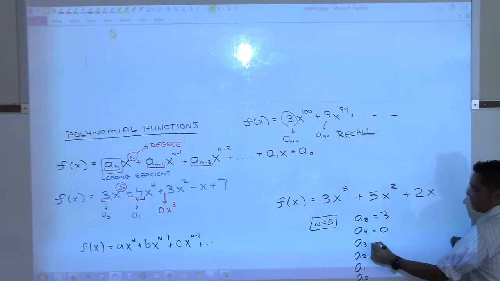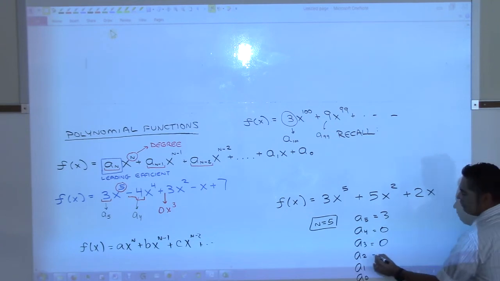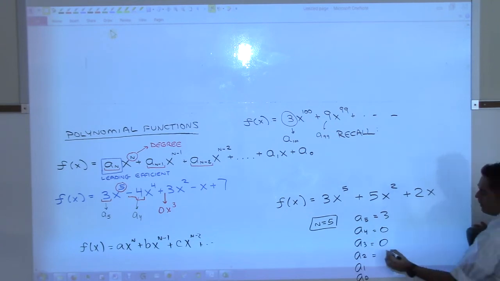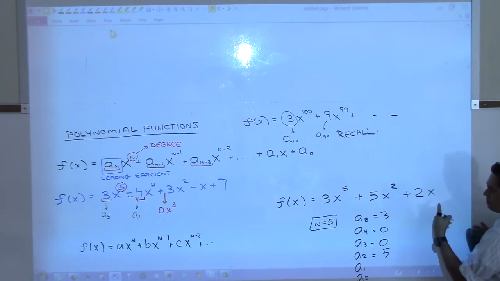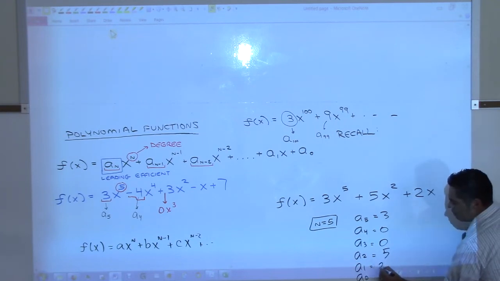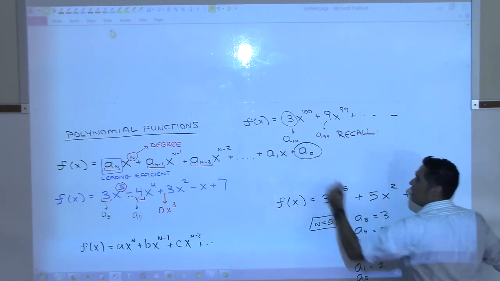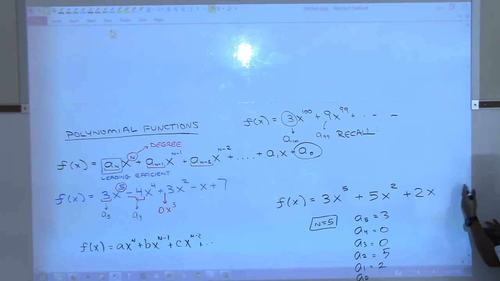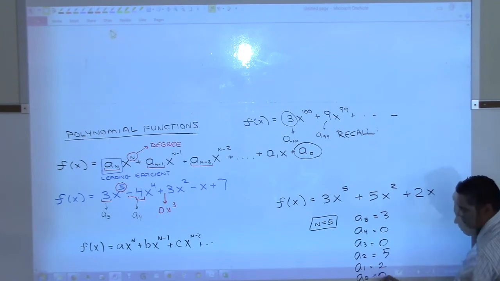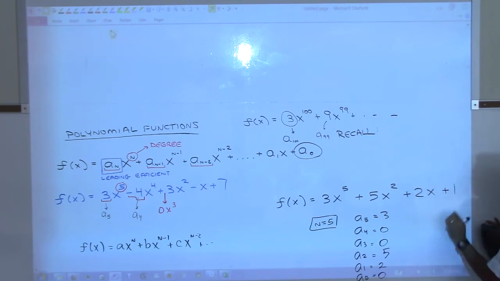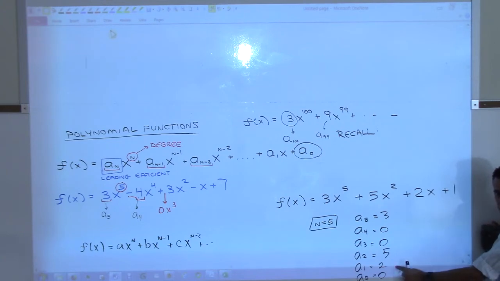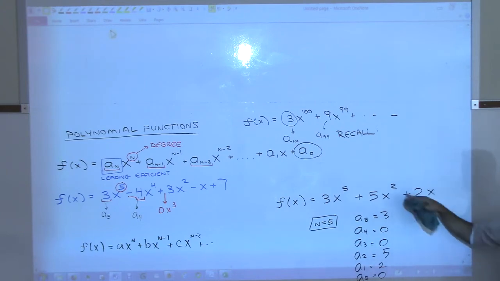The 3rd power of x? 0. 2nd power? 5. And then 1st power of x? 2. And what about the number by itself at the end without any x's? There is none, so this would be 0. Had we put plus 1 here, then that would be 1. Does that make a little more sense, writing it this way? Yeah. Okay.